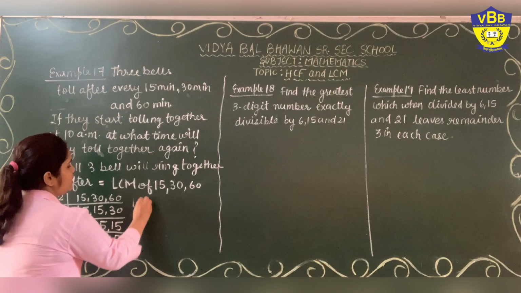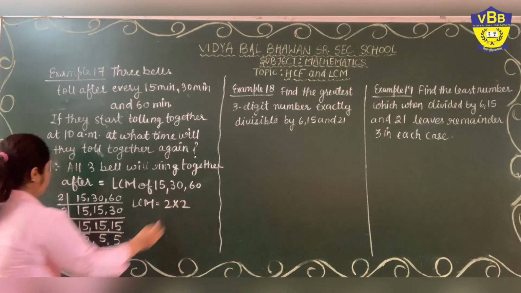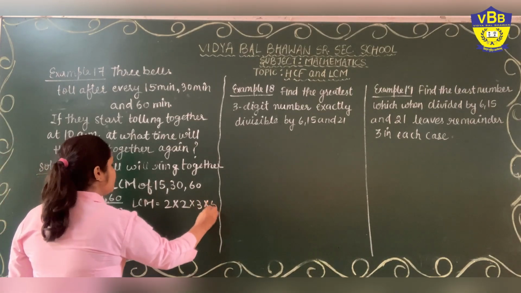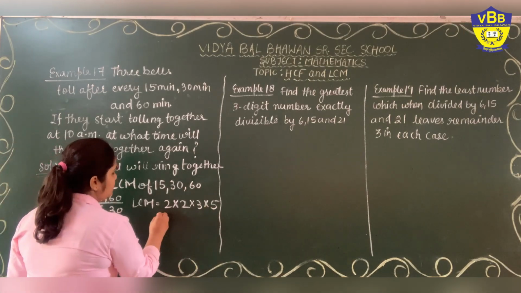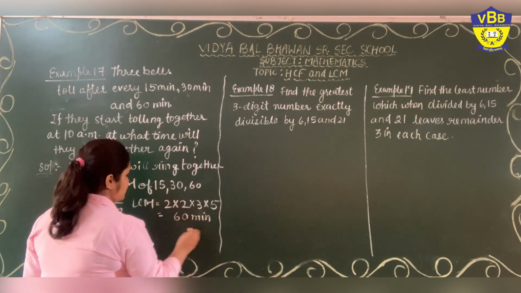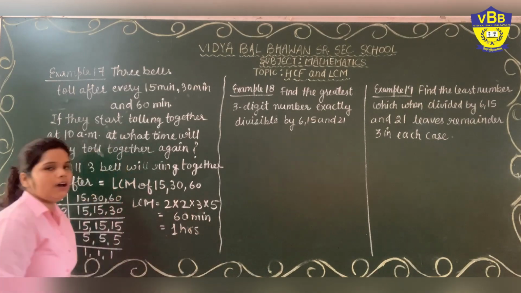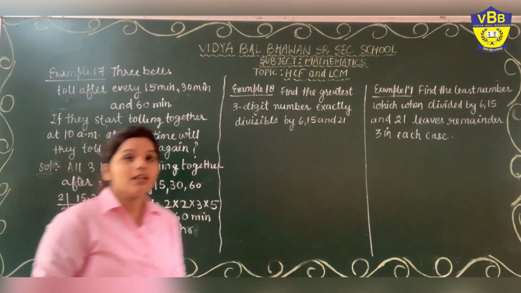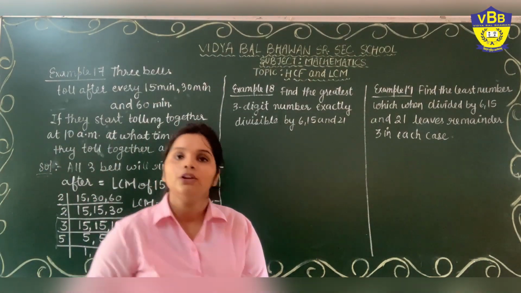So LCM will be 2 multiplied by 3 multiplied by 5. That is equal to 2 2s are 4, 4 3s are 12. 12 multiplied by 5 gives you 60. That means 60 minutes. 60 minutes means 1 hour. That means after every 1 hour, all the bells will ring together.